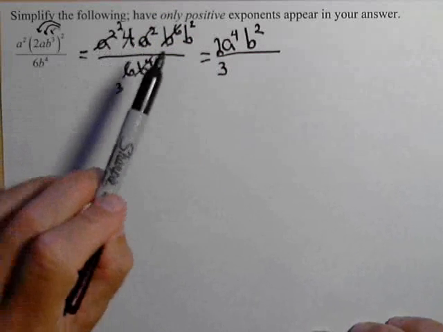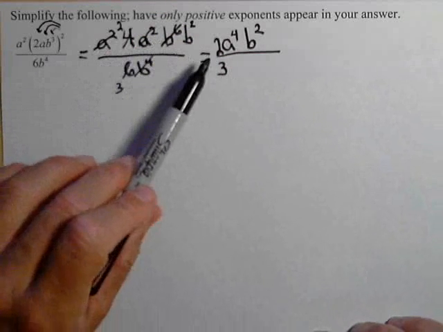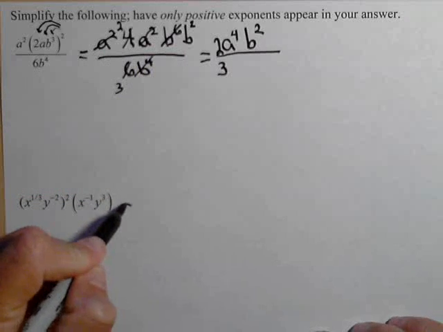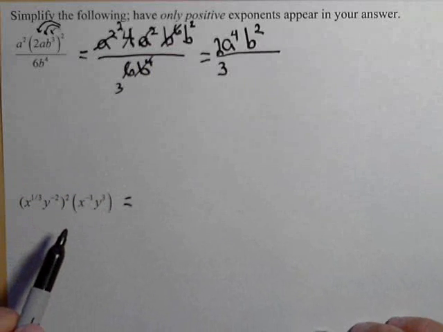Now, this does say to make sure we have only positive exponents. All the exponents are positive. Everything looks good in this one. In the second one, we might have to do something to take care of that.